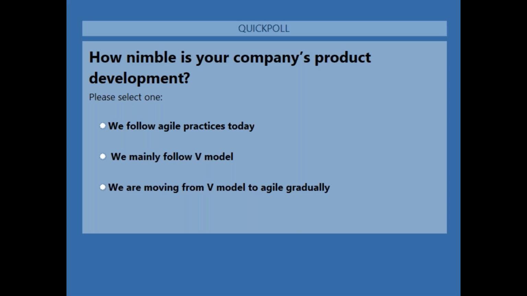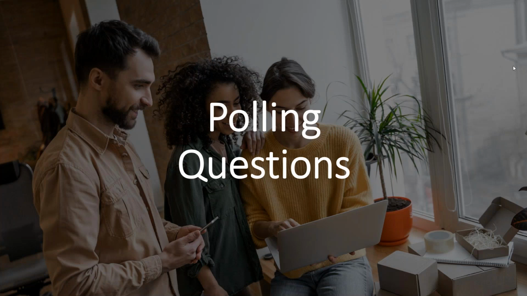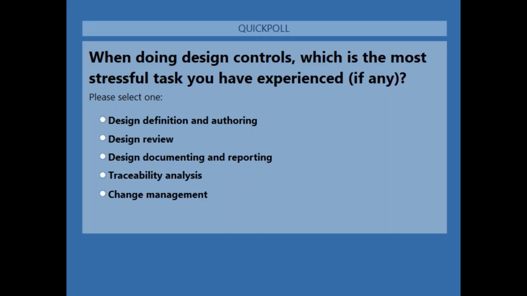So far, 60% of the people say that they are moving from a V model to Agile gradually. 21% say that they are following a V model today, and 21% also report that they're following Agile practices today, which is kind of what we had expected. I'll close this poll and open the last one. This talks about what is the most stressful task when you are working with design controls.